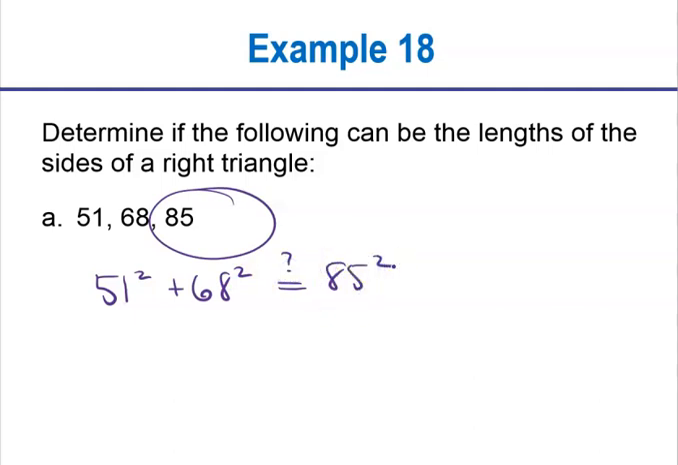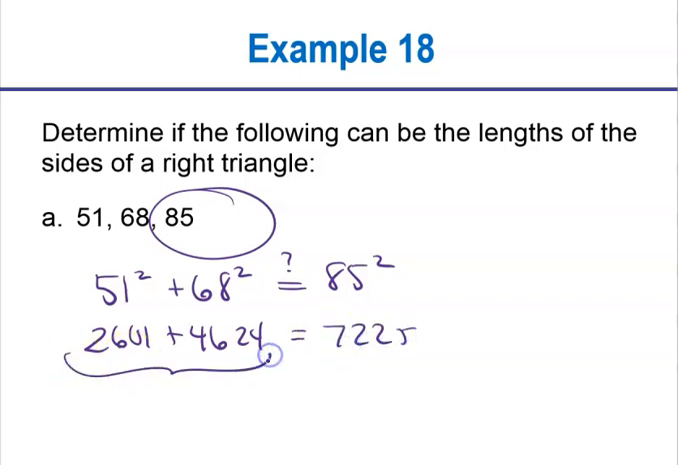So 51 squared is 2,601, plus 68 squared is 4,624. And 85 squared is 7,225. And then when you add these, I'm pretty sure it is by just looking at it, but I do want to verify completely. Sure, that's 7,225 equals 7,225.